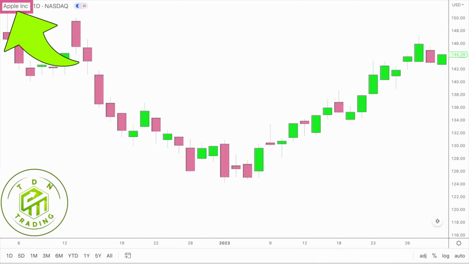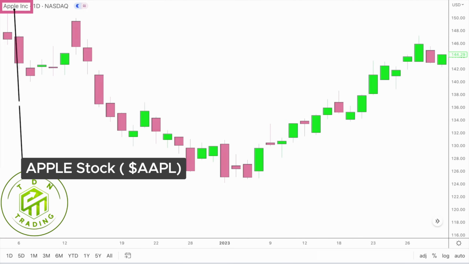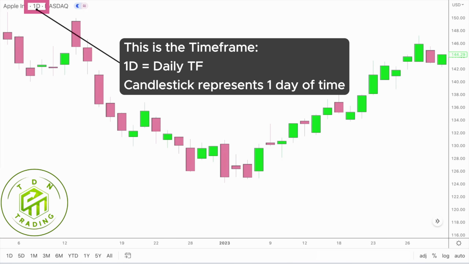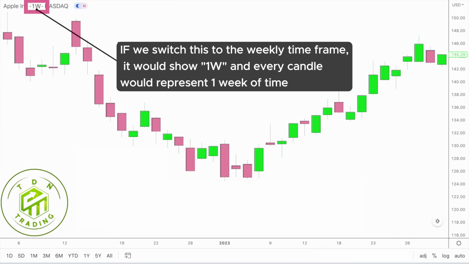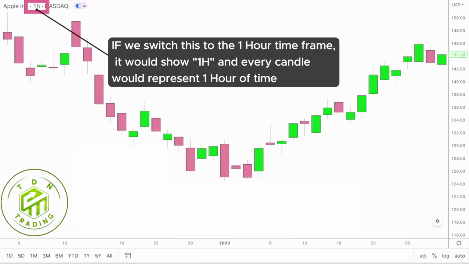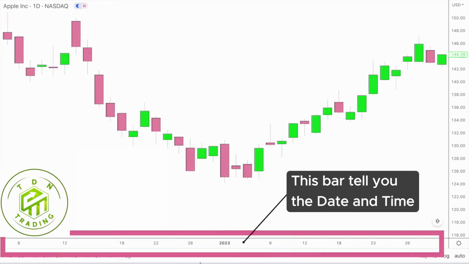This here is the asset you are looking at, and in this case, it is the Apple stock. This here is your time frame. Right now it shows 1D, which translates to the daily time frame, meaning every candlestick you see represents 1 day of time. If we were to switch this to the weekly time frame, it would show 1W, and then every candlestick you see on screen would represent 1 week of time. If we were to switch this to the 1 hour time frame, it would show 1H, and then every candlestick on screen would represent 1 hour of time. This bar below tells you the date and time.